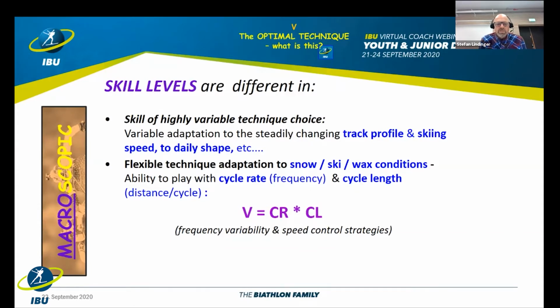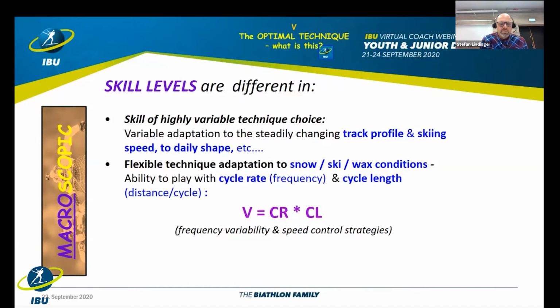And a certain given velocity I can gain by high frequency and low cycle length. So small steps, so to say, and I don't travel a lot per cycle, or the other way around. I can produce a very big cycle length and have a pretty low frequency. But this has to be adaptable, as a skier must be able to do both, depending on the changed condition. That's a very interesting topic, and you find a lot of nice literature.